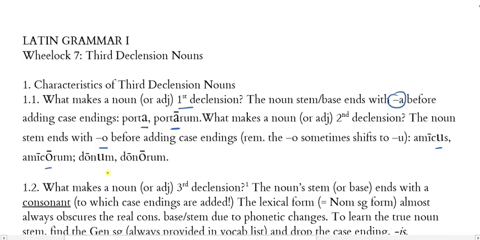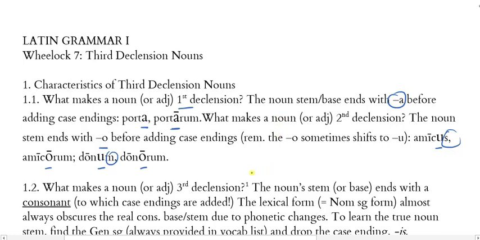And then neuter second declension nouns, donum for gift. In the nominative, we see the O weakened to U. Remember that masculine second declension nouns in the nominative end with S, and that's their lexical form. Neuters end with M, donum. And then donorum, there's that O before the case ending, that O at the end of the stem.